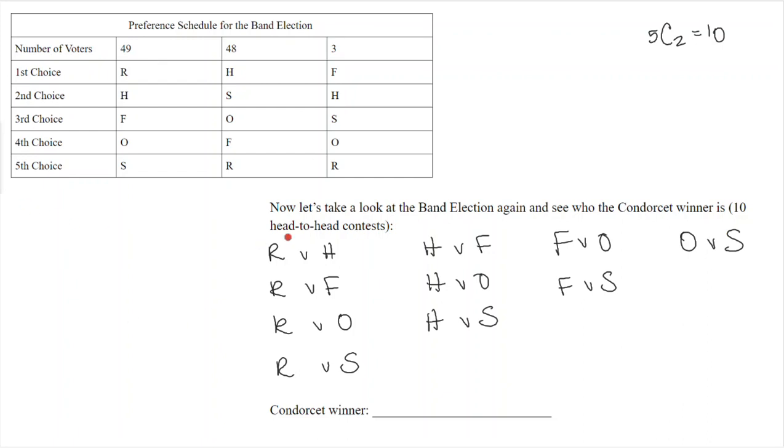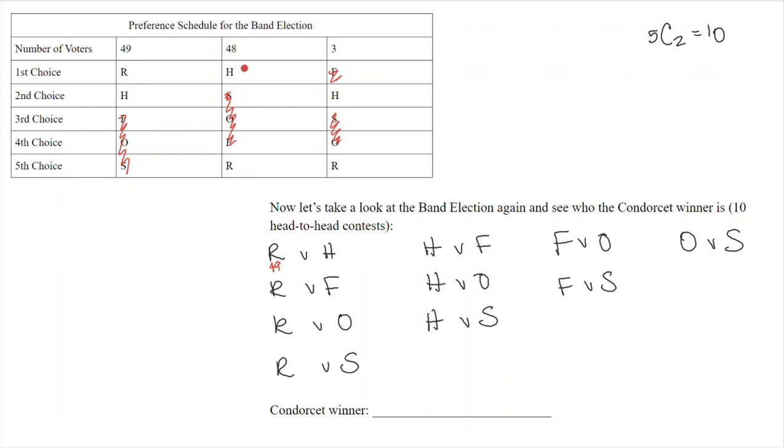So if I want to look and see the Rose Bowl versus the Hula Bowl, basically I'm going to ignore all of the other options and just look at Rose versus Hula. So in this first one, Rose Bowl was better, or was preferred. So there are 49 votes for Rose Bowl.